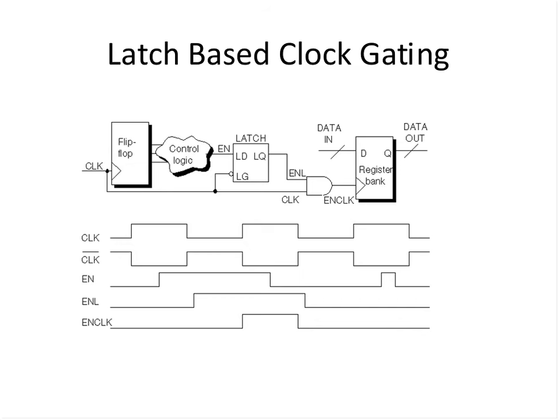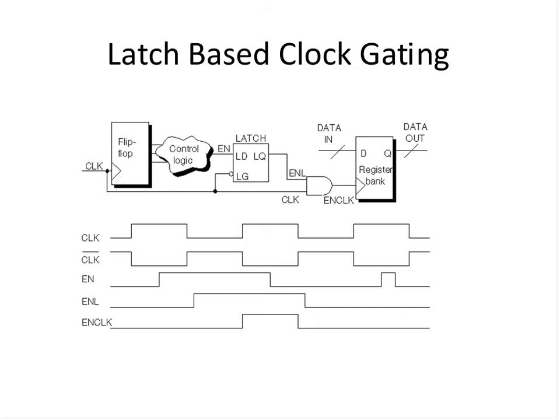You can have an OR type of clock gating. If the enable is 1, the output is always 1, whereas if the enable is 0, the output is nothing but the clock input. So a clock combined with an enable signal, both fed into an AND gate or an OR gate, will result in some kind of clock gating.